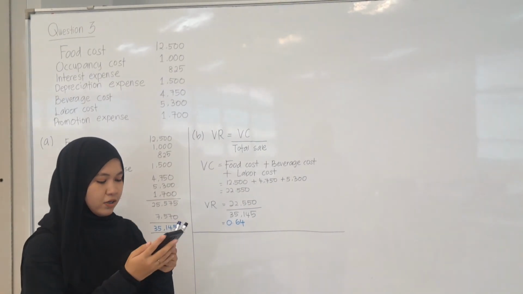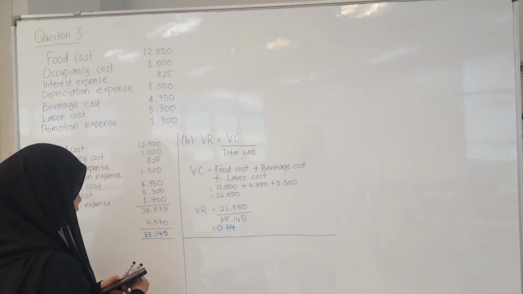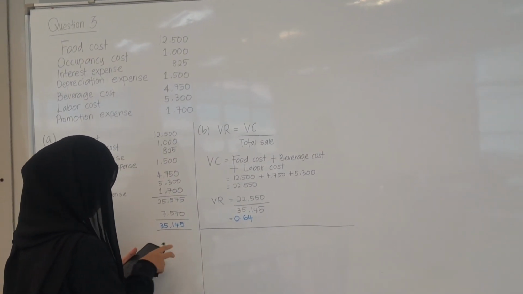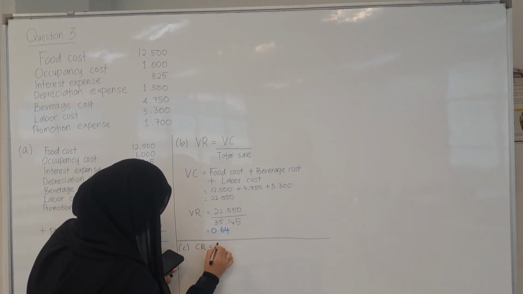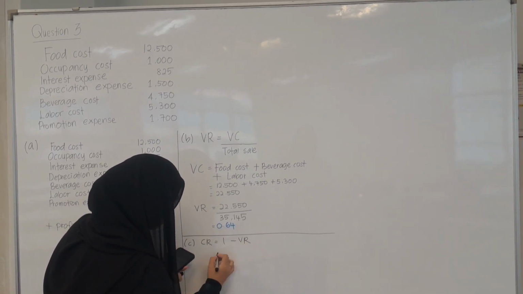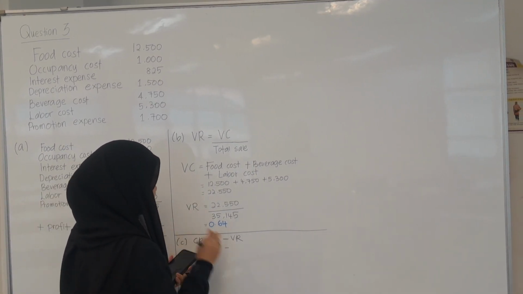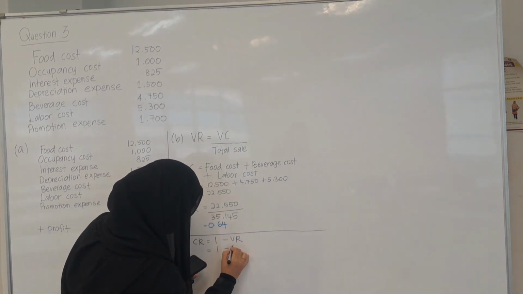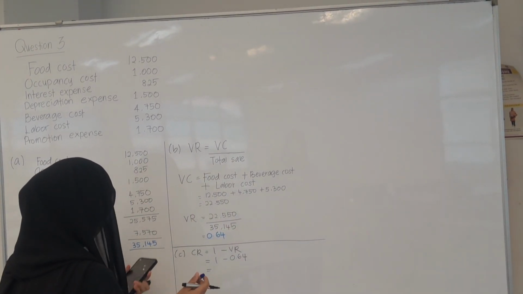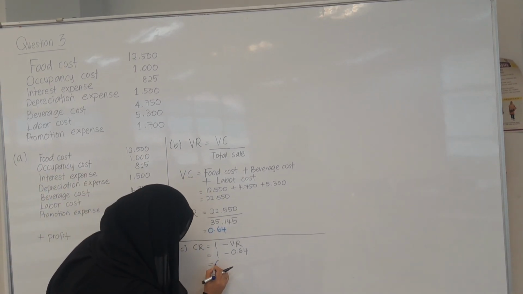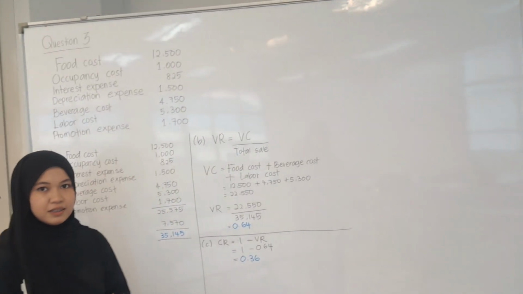Next, question C. Question C is what is the restaurant's contribution rate? To find the contribution rate, the formula is CR equals 1 minus VR. We take the VR from the answer from question B. So the answer for CR is 0.36. It's the answer for question C.